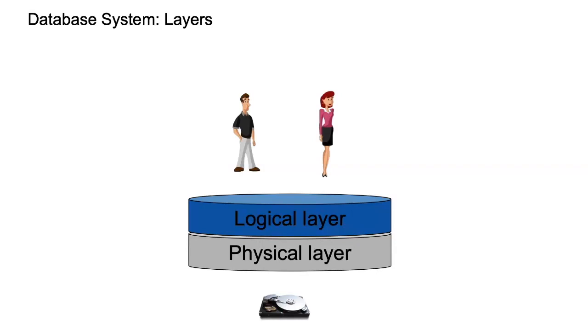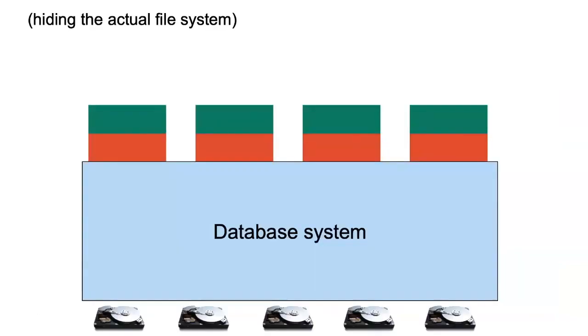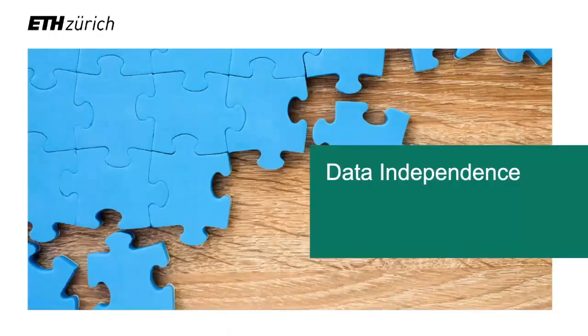It's this separation between the physical and the logical layer. In a way, this is already data independence, what we did here, right? Because we disconnect the users from the disks. They don't even touch the disk directly anymore, and they go through the database management systems to access the data.